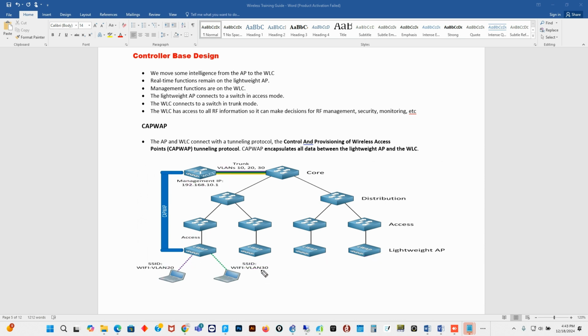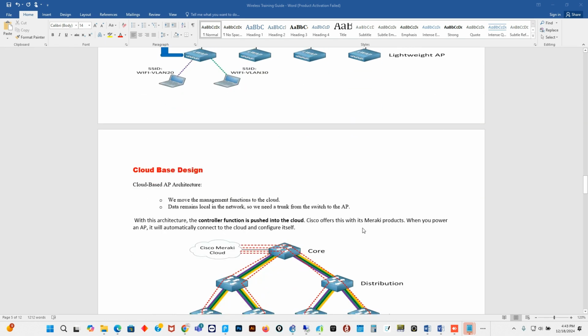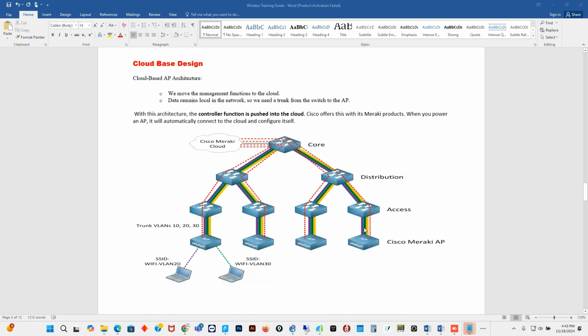And now we have a lot of Wi-Fi devices. So this is an important skill to have, and that is the reason why I'm giving you this training, to be able to be comfortable when it comes to that. So that is for this. And then we'll go to the last aspect, which will be cloud-based design.